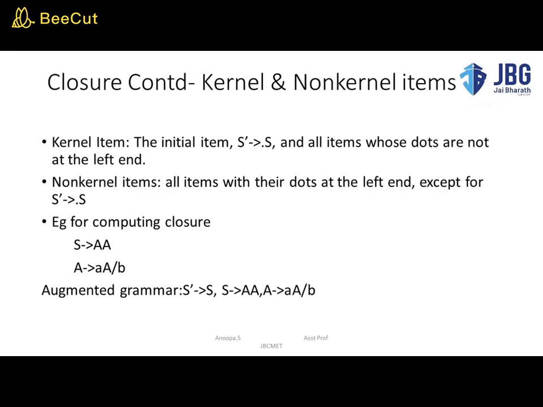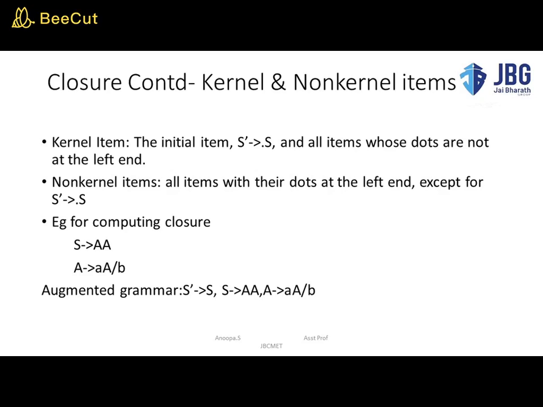So that is stated above. If G is a grammar with start symbol S, then G', the augmented grammar, is G with a new start symbol S' and production S' giving S. So keep in mind what an augmented grammar is. So next is closure. Now this closure is also important. To understand the concept of closure is very important.